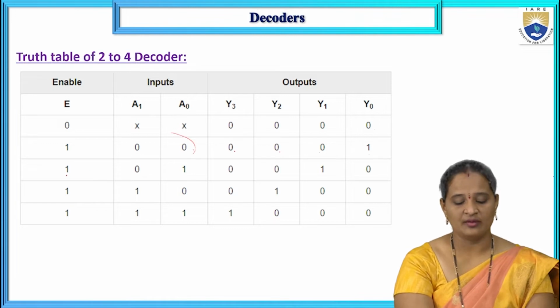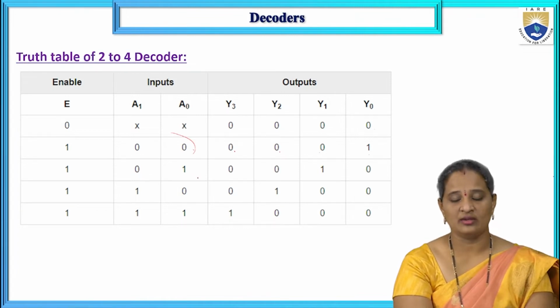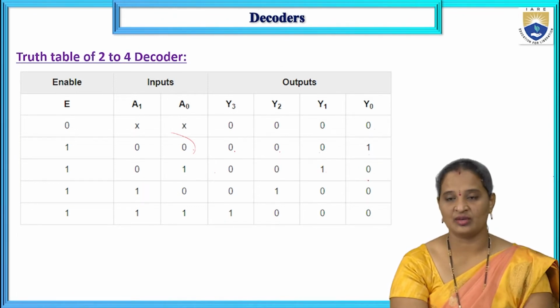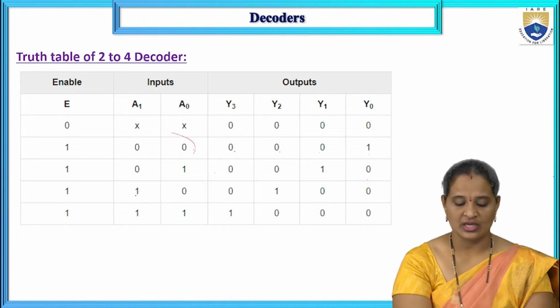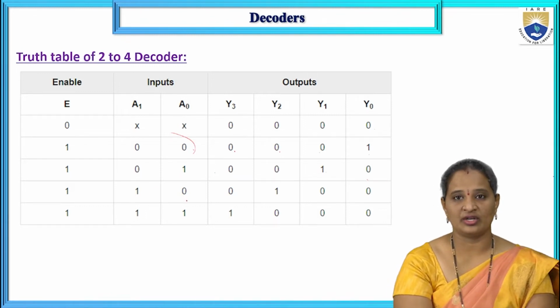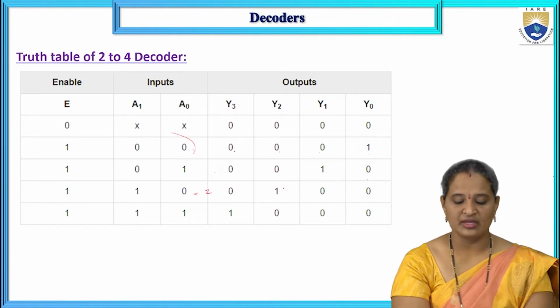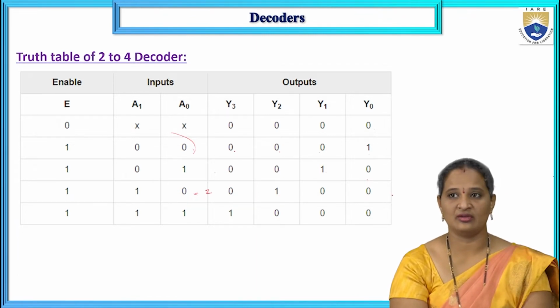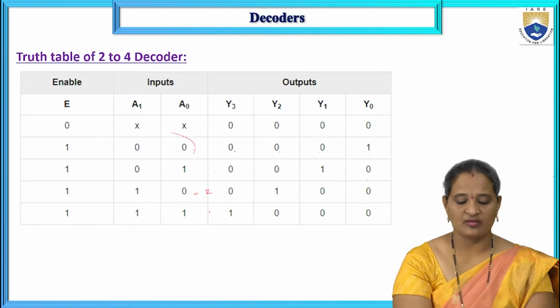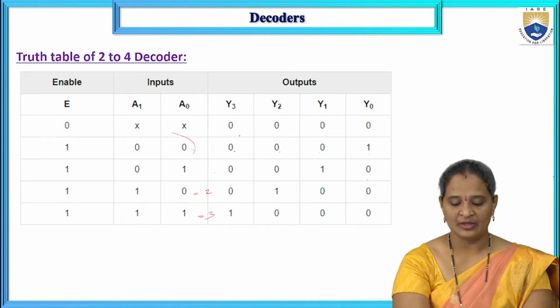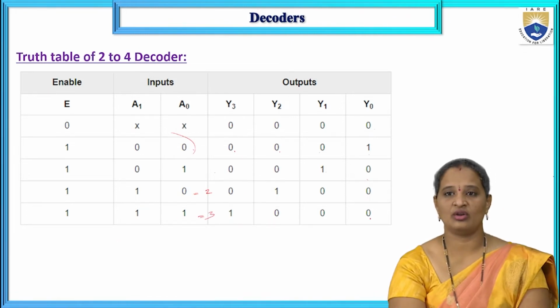Now enable is 1 and this is 0 1. The decimal equivalent of this 0 1 is 1. So Y1 is 1 and hence the remaining three outputs are zeros. Now A1 is 1 and A0 is 0. The decimal equivalent is 2. So that means Y2 is high, the remaining three are zeros. 1 1 has a decimal equivalent of 3. So Y3 is 1 and the remaining all are zeros.